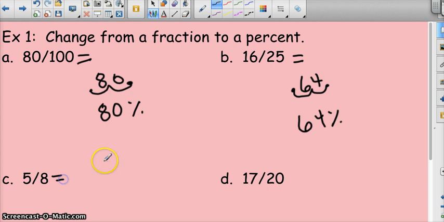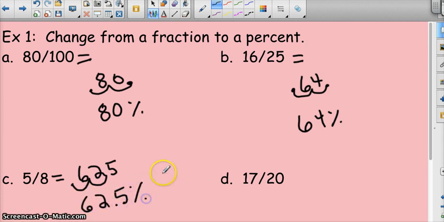Let's do another one. 5 divided by 8, taking your calculator, divide top by bottom. 5 divided by 8 is 0.625. Once again, move that decimal point 2 spots to the right. Don't freak out there, okay? It's 62.5%. Yeah, that's possible. It's not a big deal whatsoever. The last one's all you. Go ahead and divide top by bottom and see what you get. When you're done, move your decimal point 2 places to the right. You should end up with an answer of 85%.